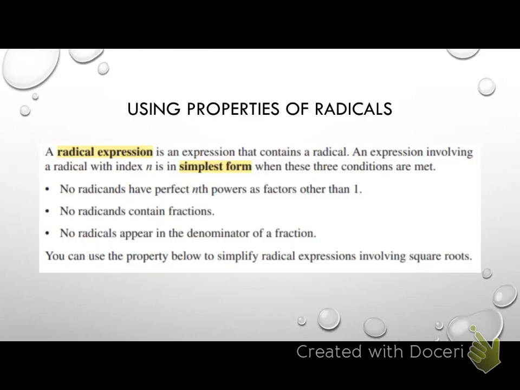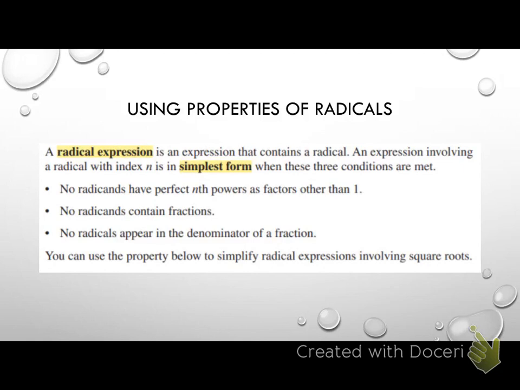So we saw this on the previous notes for the product property, but I wanted you guys to see it again. For the product property, we mainly focused on this first condition because it says a radical expression is an expression that contains a radical. An expression involving a radical with index n is in simplest form when these three conditions are met. No radicands have perfect nth powers as factors other than 1. So, like I said, when we were doing the product property, we were using that first condition. We were taking out all the perfect squares from underneath our radical to make it in simplest form.